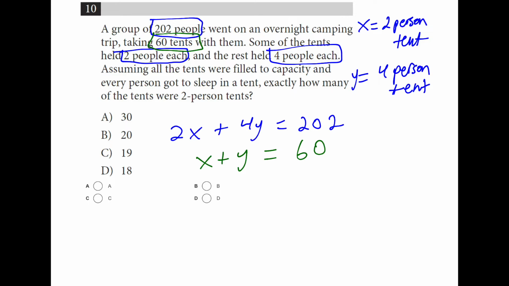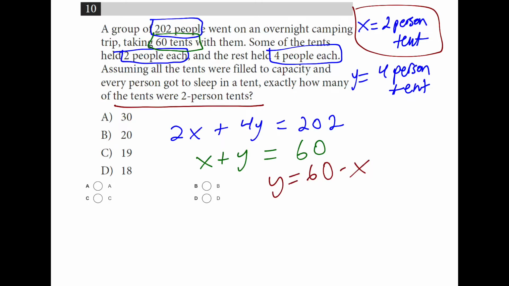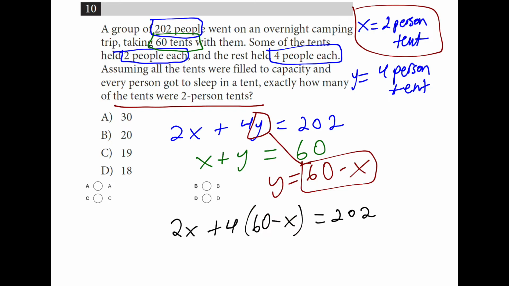Last step, let's look at the last sentence here and figure out what they're asking. How many of the tents were two-person tents? So they want to know what is x. So let's solve this carefully to isolate x. If I take this bottom equation and solve it for y, I can substitute this into the earlier equation. That'll look like this. I'm going to use parentheses to show substitution.